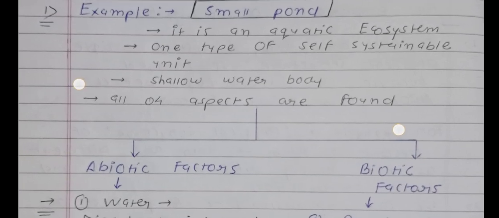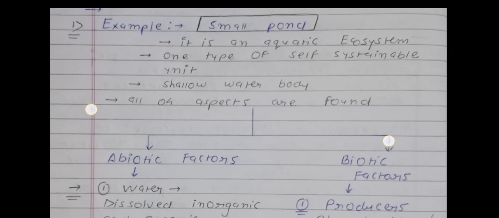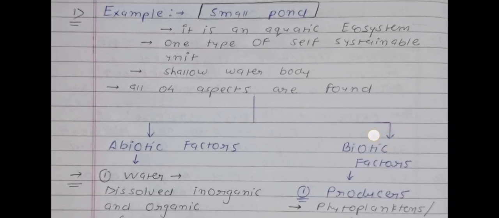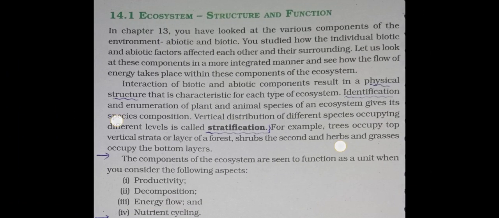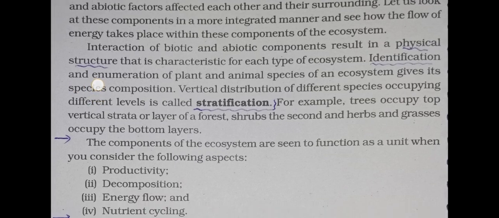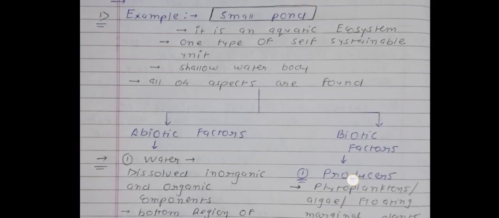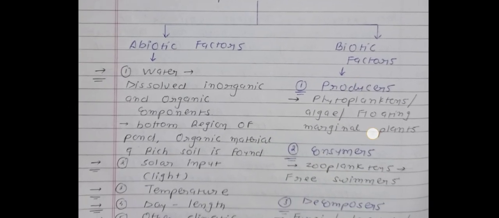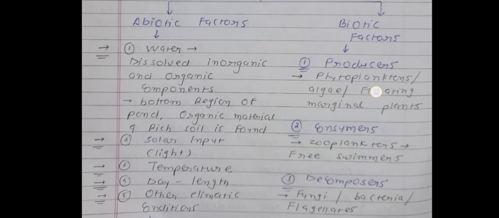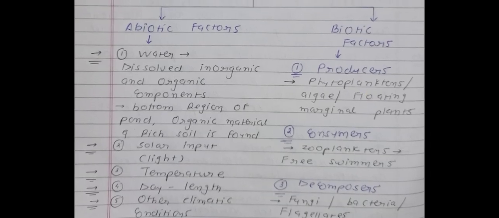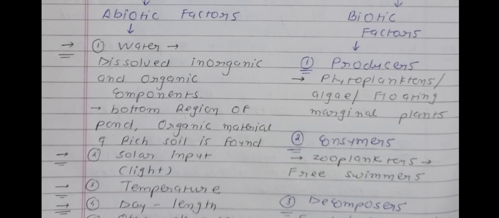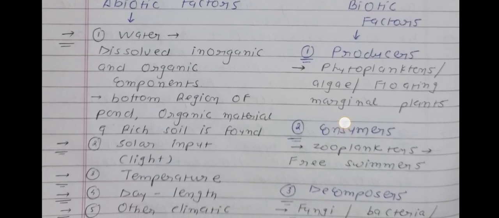It is one type of shallow water body. Now you know that all four aspects are what? Productivity, decomposition, energy flow, and nutrient cycling are found in this pond ecosystem. Now see, if we talk about the abiotic and biotic factors found in the pond ecosystem, first we will talk about the abiotic factors.